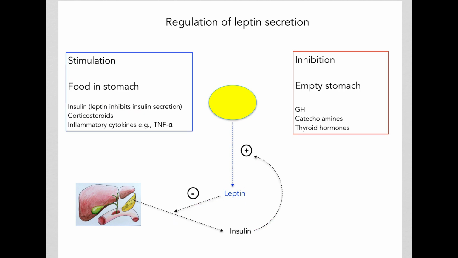Corticosteroids are also hormones that stimulate leptin secretion. Another major stimulant of leptin secretion are the inflammatory cytokines such as tumor necrosis factor alpha, or TNF alpha. Inhibition of leptin secretion happens when the stomach is empty. It's also carried out by growth hormone. The catecholamines as well as the thyroid hormones also inhibit leptin secretion.